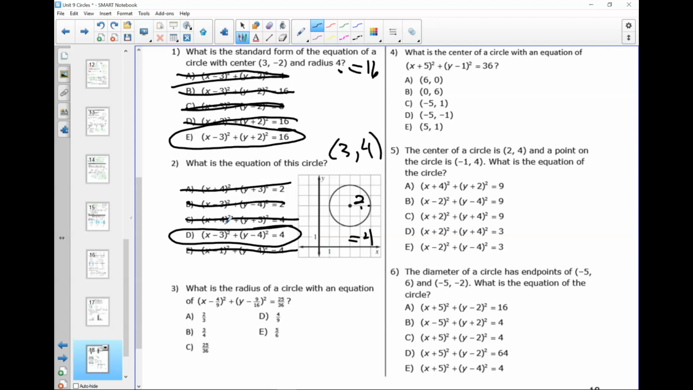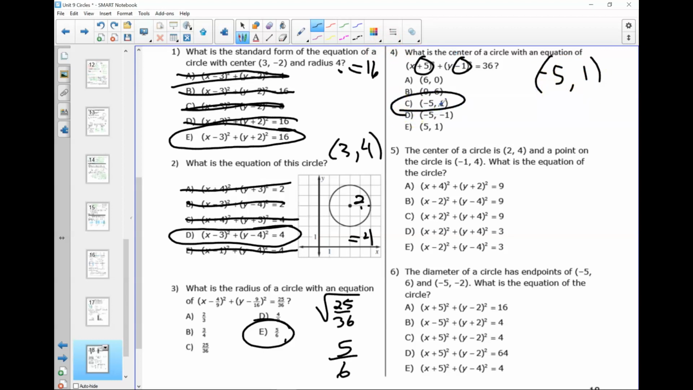Number 3, what is the radius of the circle with the equation that equals 25 over 36? Well, 25 over 36. Okay, the square root of 25 is 5. The square root of 36 is 6. So our answer is E. That's the only part of this whole equation that we actually care about. What is the center of the circle with the equation of x plus 5 squared plus y minus 1 squared equals 36? Well, we're looking for the opposites of these 2 numbers. So negative 5, 1. Negative 5, 1 is C.